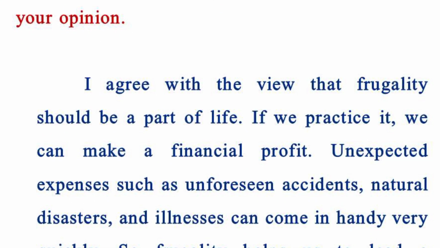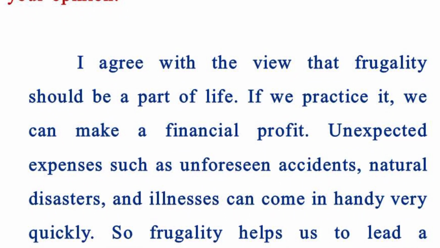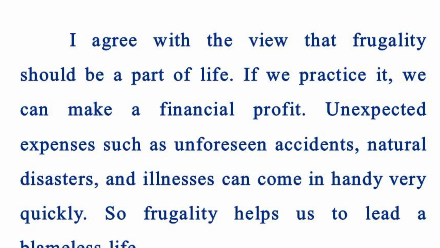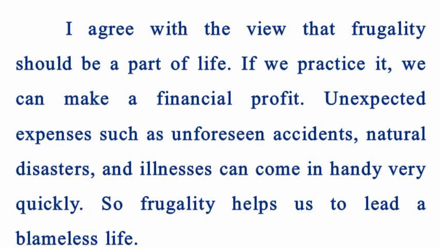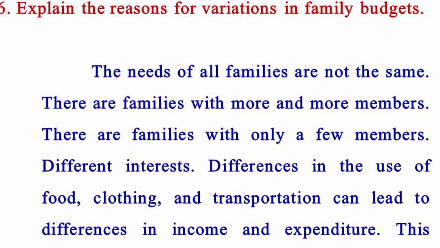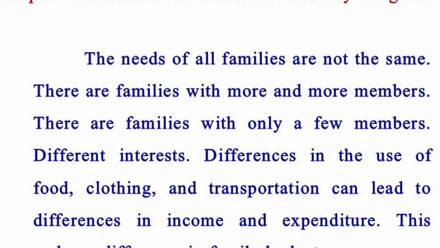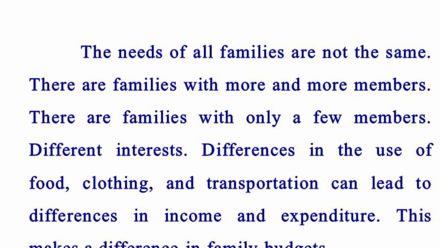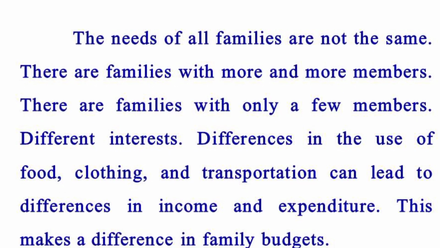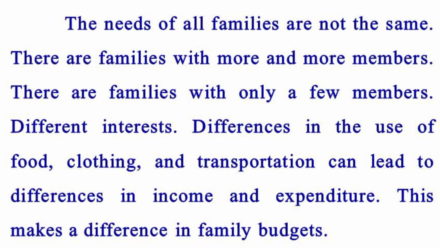If we practice it, we can make a financial profit. Unexpected expenses such as unforeseen accidents, natural disasters, and illnesses can come in handy very quickly. So frugality helps us to lead a blameless life. 6. Explain the reasons for variations in family budgets. Answer: the needs of all families are not the same. There are families with more and more members. There are families with only a few members. Different interests, differences in the use of food, clothing, and transportation can lead to differences in income and expenditure. This makes a difference in family budgets.